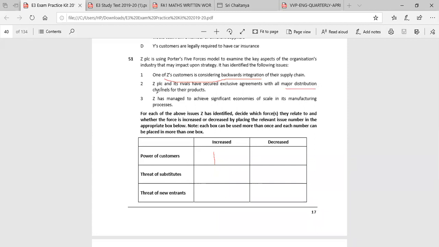So they have secured an exclusive agreement. They are bringing them into an agreement, and they cannot breach that agreement and go forward and do otherwise. So are they compelling their customers to buy from them only? Because they have exclusive agreements, they have to abide by the terms and conditions mentioned in the agreement. So here in this case, the power of customers is decreasing. So the second comes under that.